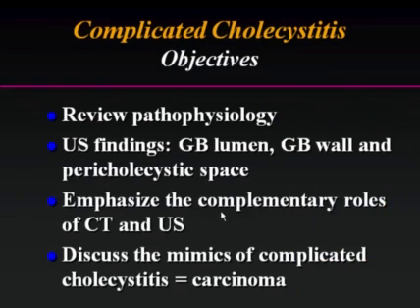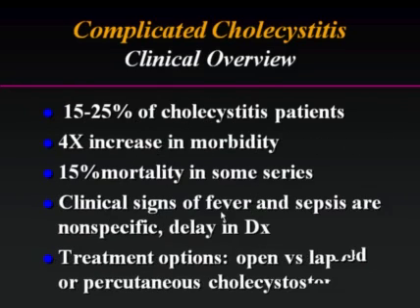So along the way, what I'd like to do is review the pathophysiology of these entities, emphasizing the gallbladder findings. And we are going to work our way from inside out, from the gallbladder lumen, moving on to the wall, and then finally into the spaces around the gallbladder, the pericholecystic space. And I would like to emphasize the complementary roles of sonography with CT, and finally to discuss some of the mimics of complicated cholecystitis, such as carcinoma.